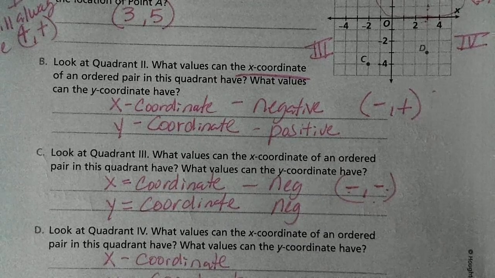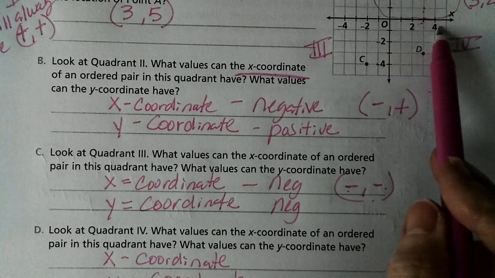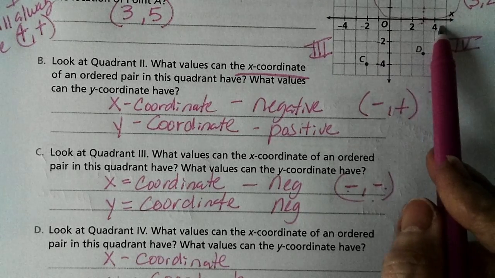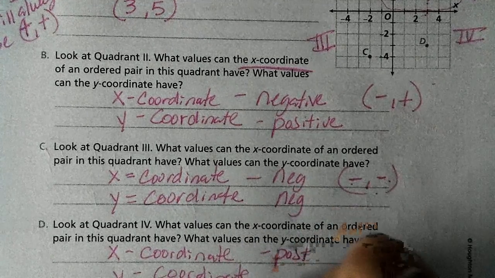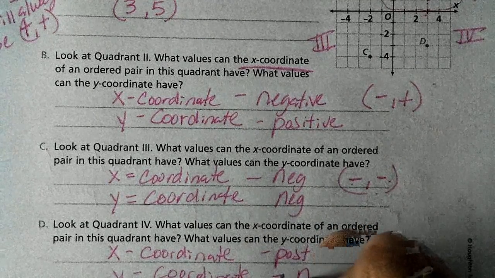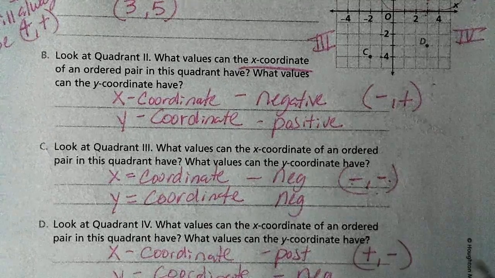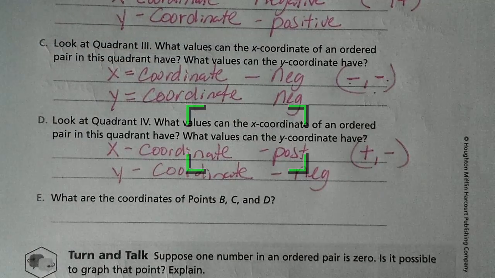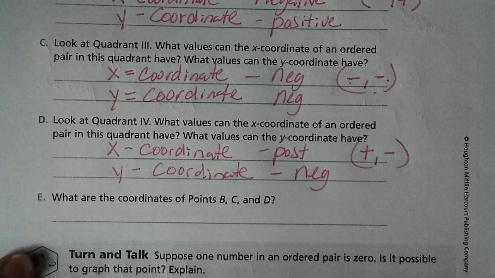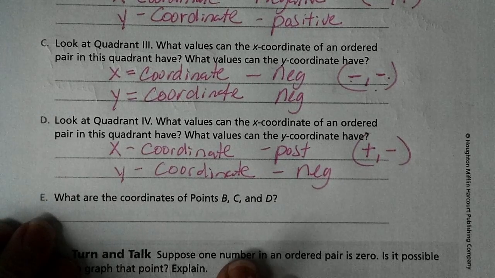Absolutely. Okay, what about quadrant 4? What would my x value be? It would be plus, then y. Okay, so this would be positive, and y is negative, yes. So if I was going to write a coordinate pair, it would look like that. Plus, comma, negative. But then it looks like someone got an eye patch.